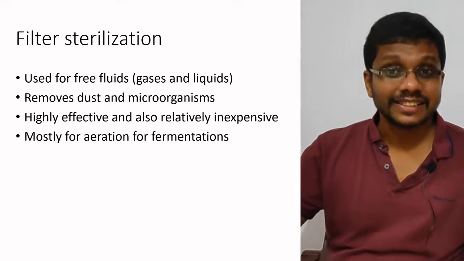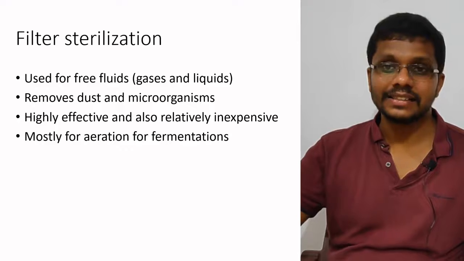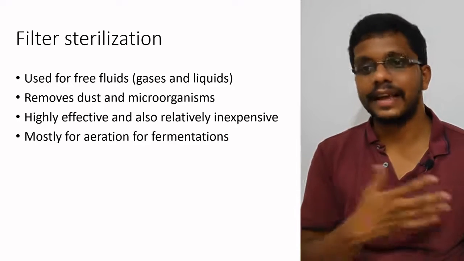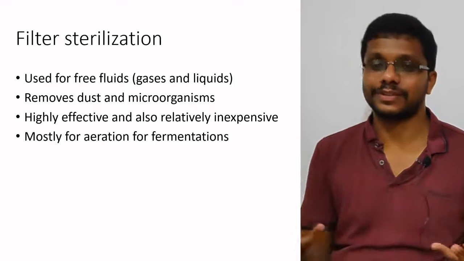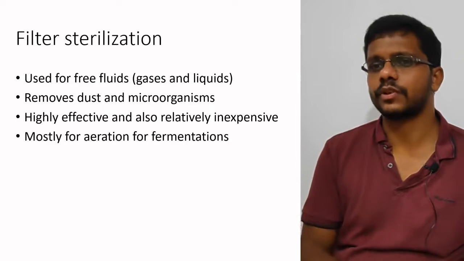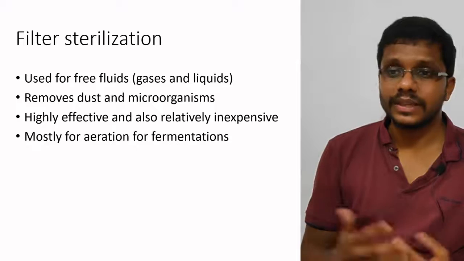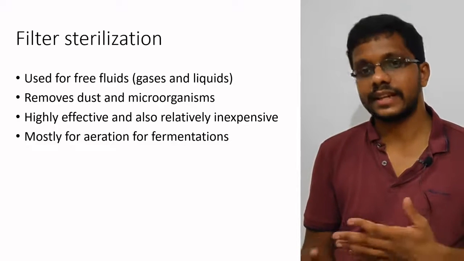Hi, filter sterilization is a physical method of sterilization. It is widely used for the sterilization of air and for animal tissue culture and plant tissue culture. Filter sterilization is used to sterilize free fluids, like gases or liquids. It cannot be used for the sterilization of equipment or things like that, but we can use it for free fluids. It removes dust and microorganisms from the fluids and gases.